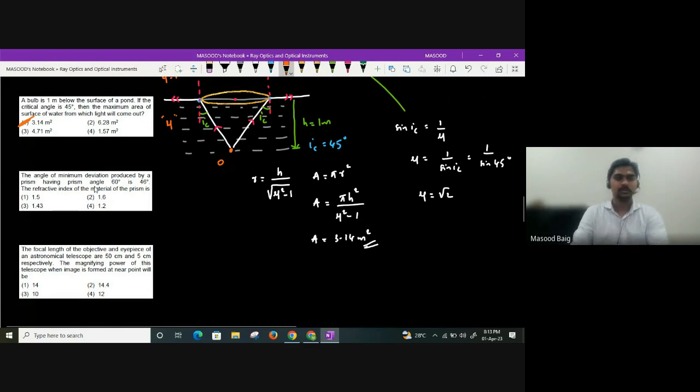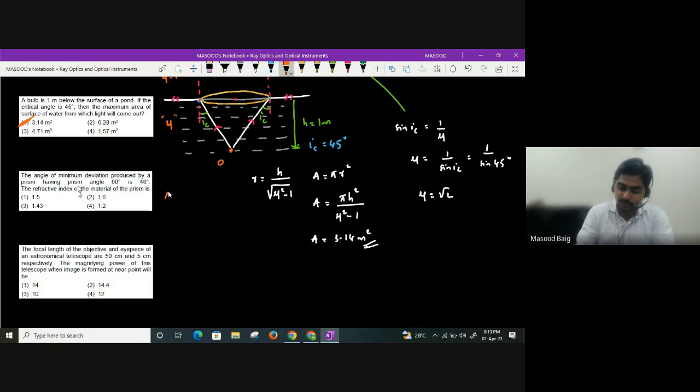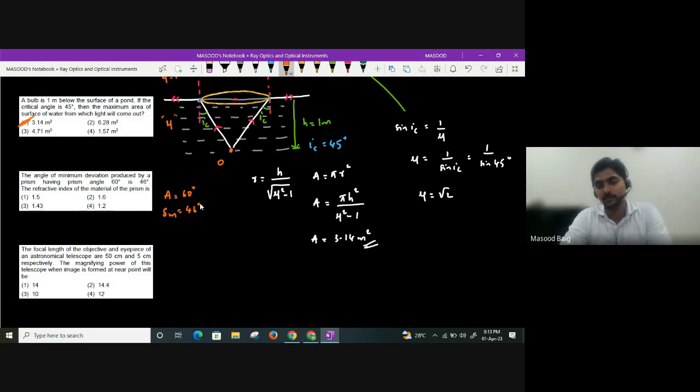The angle of minimum deviation, prism question again, guys. Angle of minimum deviation produced by a prism having prism angle 60 degrees. What is angle of prism given here? Angle of prism is given as 60 degrees. What is the minimum deviation given? Minimum deviation is given as 46 degrees. They're asking us to find the refractive index of the material. Direct question or not? Yes or no, yaar? What is the refractive index?